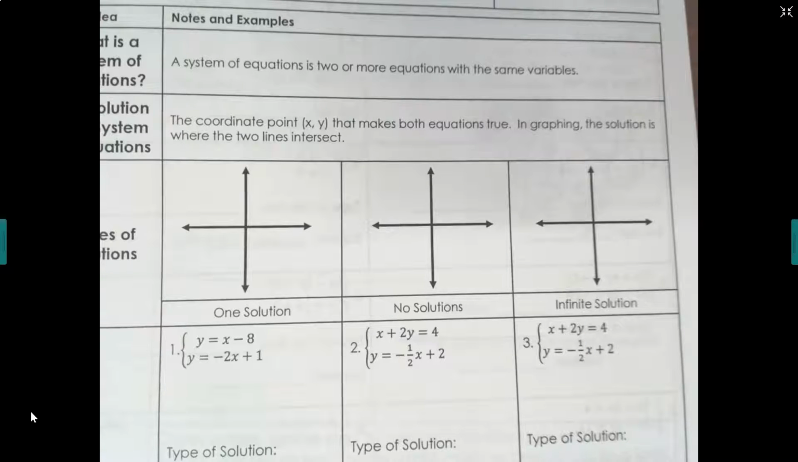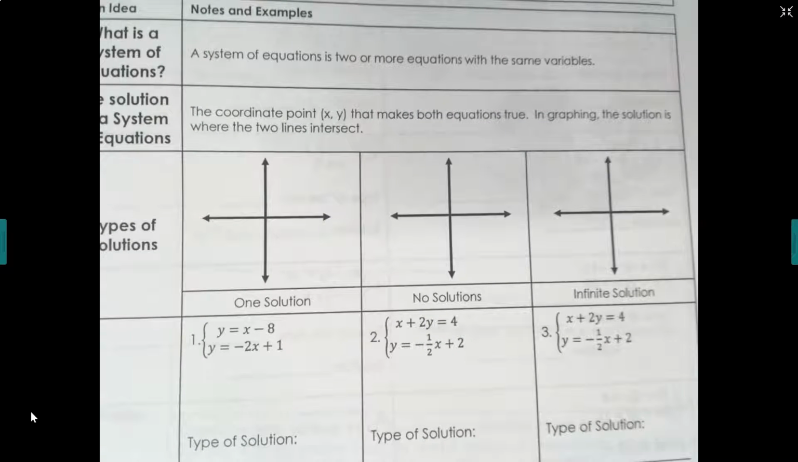Okay, so we're going to be using Desmos for this activity, so you're going to need to either have it on your phone or you're going to need to pull up the website. You're going to want to search for Desmos Graphing Calculator Georgia and use that one.